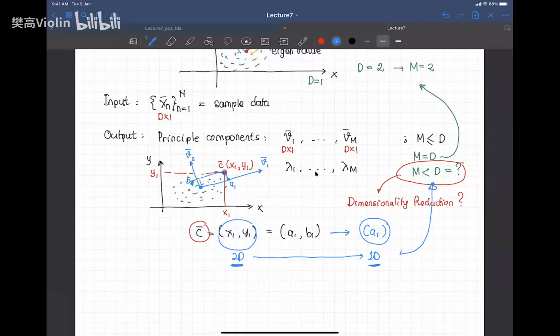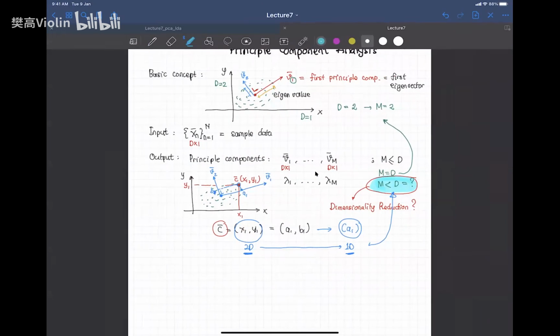Okay, Linky has a question here. How far should we reduce the dimension? Well, there is no restriction here, Linky. As we look at this equation in the blue highlighted color now, M is just smaller than D. What is M? M can be 1, 2, 3, 4 until D. There's no restriction yet. Okay, any other questions?